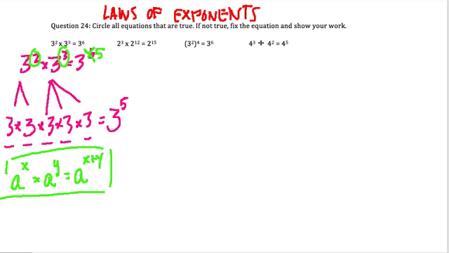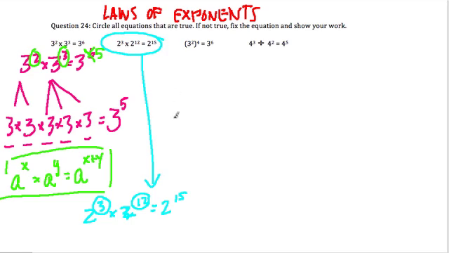The next one, let me write it down here. It says 2 to the third times 2 to the 12th equals 2 to the 15th. Is this true? Well, yes, because here we have the same base, 2 and 2. We're multiplying, and when we add those exponents, we do get 2 to the 15. So we'll circle that because it's true.